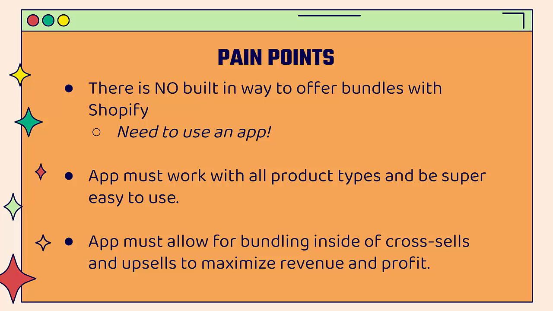And the app needs to be very easy to use, but more important than that, it needs to work with all different product types. You might be selling print on demand or drop shipping or custom products or personalized products or digital products. We want to be able to bundle no matter what. And this is also really important to integrate inside of our cross sells and our upsells. Those are good strategies to make more money, increase average order value. We're going to combine that with the power of product bundling, and we're really going to see that AOV skyrocket.